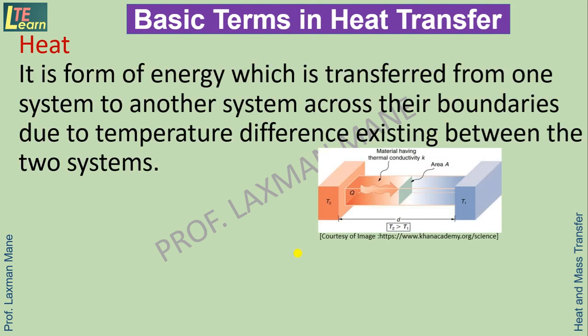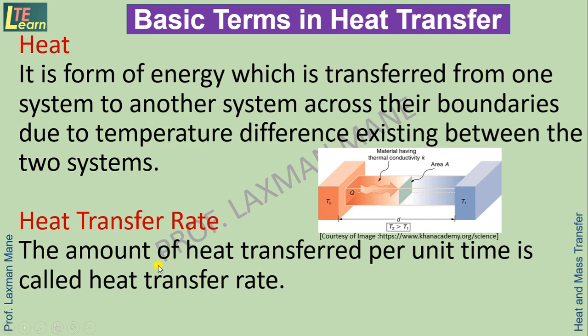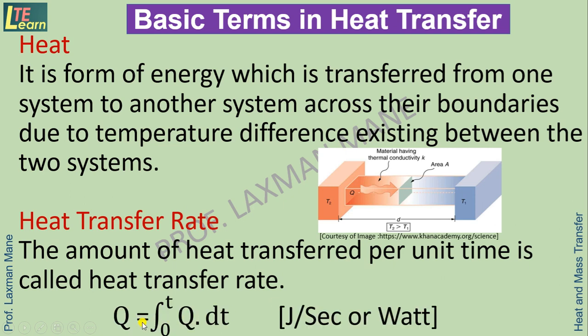Heat is a form of energy which is transferred from one system to another system across their boundaries due to temperature difference existing between the two systems. Heat transfer rate: the amount of heat transferred per unit time is called heat transfer rate. Mathematically, Q is equal to integration 0 to T of Q dt. Unit of heat transfer rate is joule per second or watt.